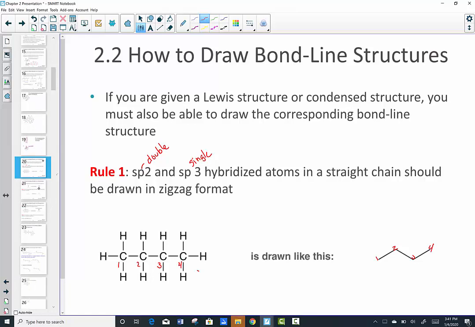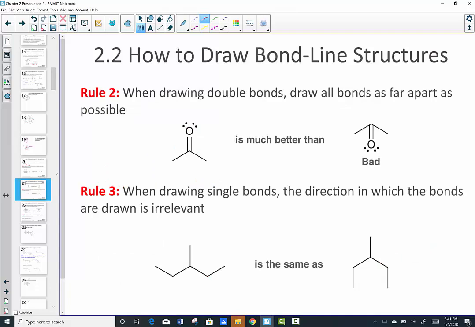Rule number two, when drawing double bonds, draw all bonds as far apart as possible. So you can see here, we're going to learn that this is called a carbonyl functional group. When we have a C double bond O, that is a carbonyl, carbon coming out to a double bond oxygen. Notice that I want to give it all the room possible. So I wouldn't want to crowd it between the zigzag that's up and down. It doesn't have as big a bond angle as we would if we placed it up on top of there. So just give things room to move.